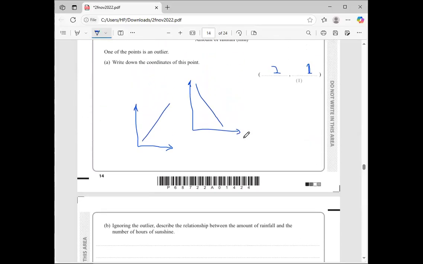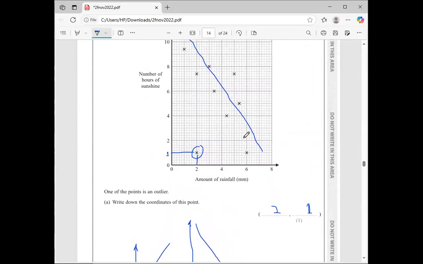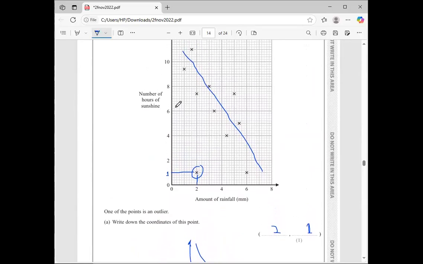So it's simple. Now that we have, what do you call that thing? An approximate graph, right? Just come and look for 7 hours here. 7 is somewhere here. Trace it to the graph, then trace it to the axis. So that's the amount of rainfall there.